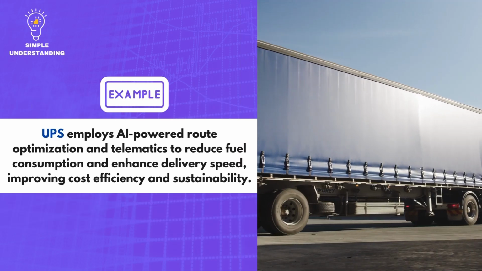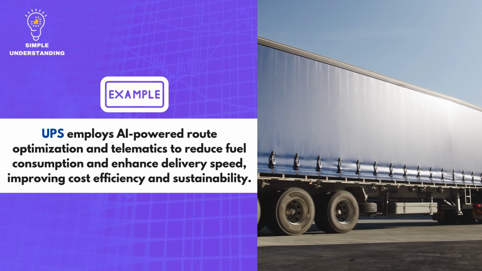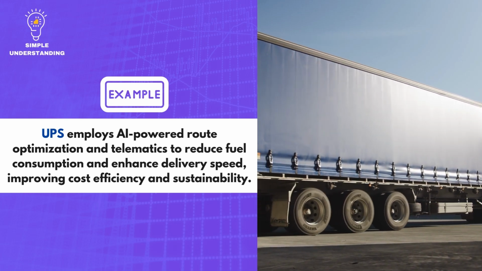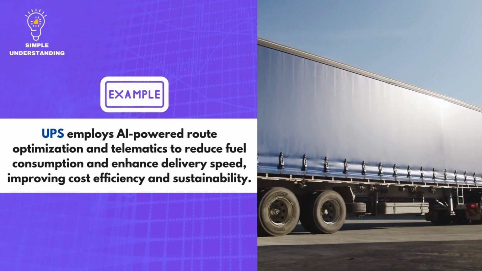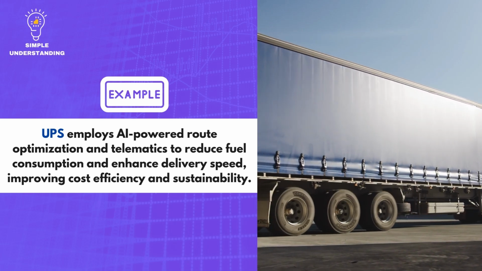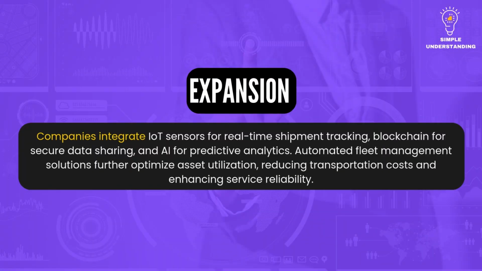Real company example. UPS employs AI-powered route optimization and telematics to reduce fuel consumption and enhance delivery speed, improving cost efficiency and sustainability. Expansion. Companies integrate IoT sensors for real-time shipment tracking, blockchain for secure data sharing, and AI for predictive analytics. Automated fleet management solutions further optimize asset utilization, reducing transportation costs and enhancing service reliability.